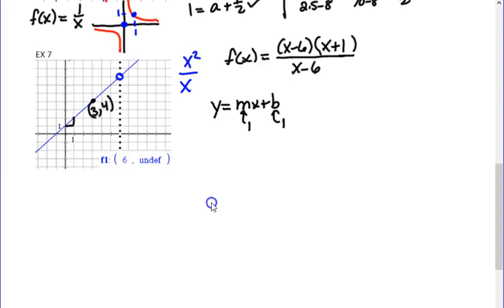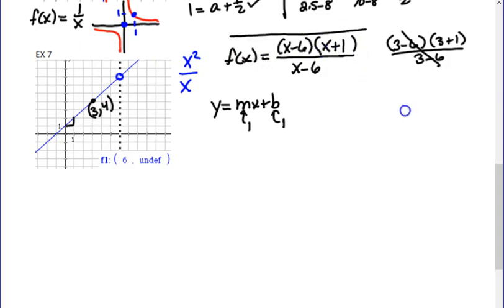If we put 3 in for x, we should get 4 for y. That should work. So I have 3 minus 6 times 3 plus 1 over 3 minus 6. Well, 3 minus 6 over 3 minus 6, let's put in 3, you get 4. That actually makes perfect sense because 3 plus 1 is 4. So anyway, this is the equation of this line. So there's a couple of examples.